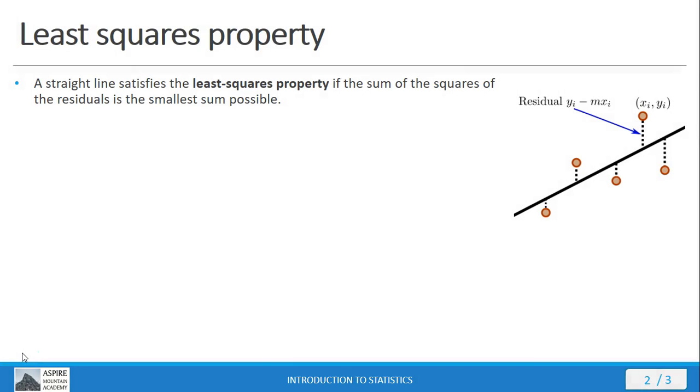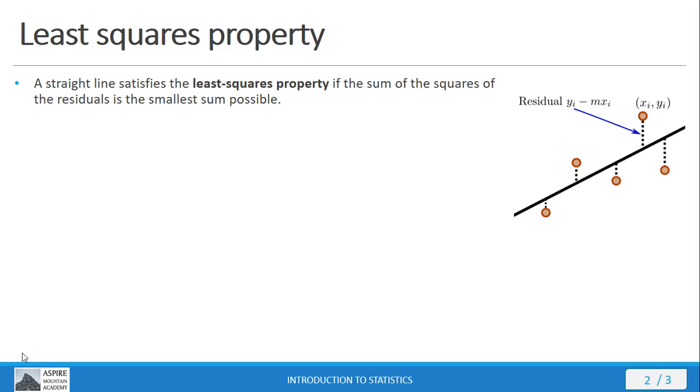So the Least Squares property says that if the sum of the squares of the residuals is the smallest sum possible, then you have your line of best fit. So it's the residuals that we use. We calculate that, and that's what we use to determine the line of best fit.